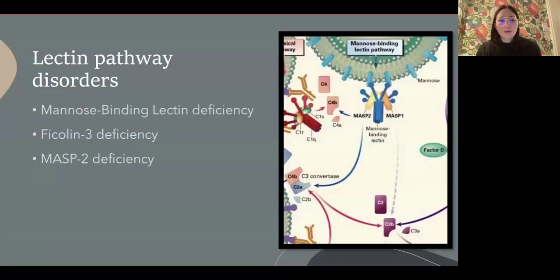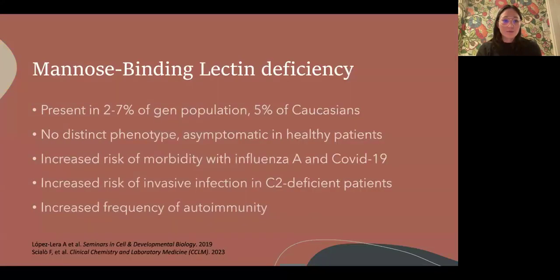So the lectin pathway, again, we have this mannose-binding lectin protein at the center. The ficolins are, in addition to MBL, the things that get activated in this pathway, and then MASP-2 is a portion of this as well. So those are the ones that have been found to have disorders associated with them.